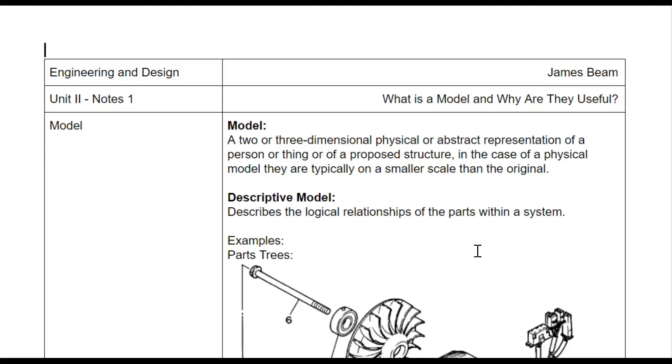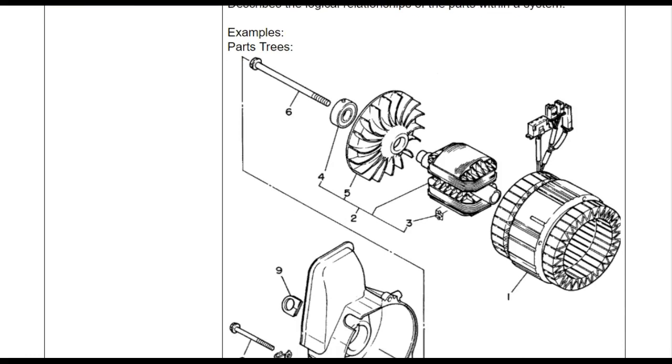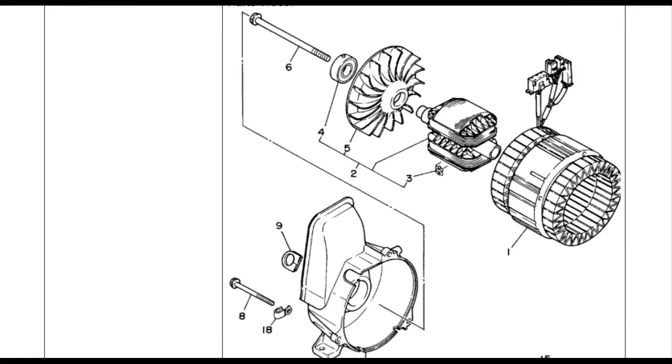In this case, the physical models are usually smaller than the actual structure, because building a model the same size as the structure is kind of redundant. But they definitely have a lessening of complexity as well. So descriptive models are things that show the relationship between parts and wholes. An example of this would be something like a parts tree.